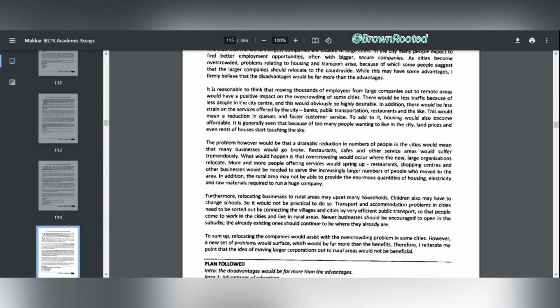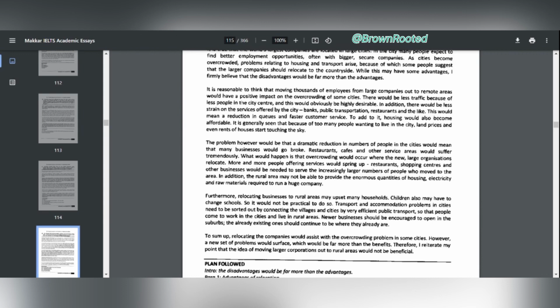And then obviously, to summarize, you have to answer whether there are more advantages or not. Let me give you an overview. It says, to sum up, relocating the companies would assist with the overcrowding problem in some cities. However, a new set of problems would surface, which would be far more than the benefits. Therefore, I reiterate my point that ideas of moving larger corporations out to rural areas would not be beneficial.